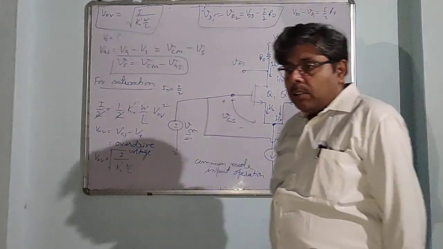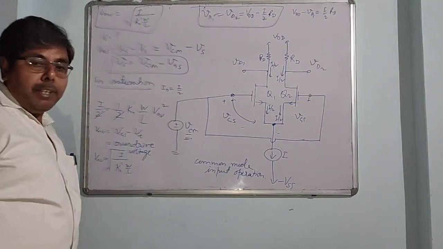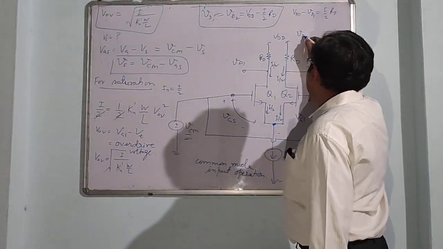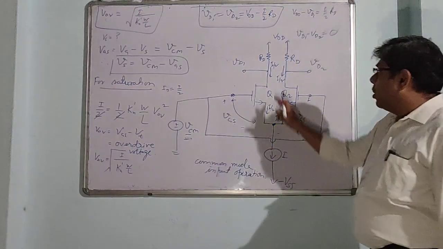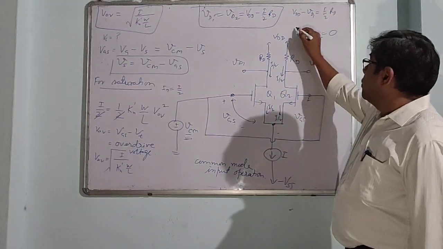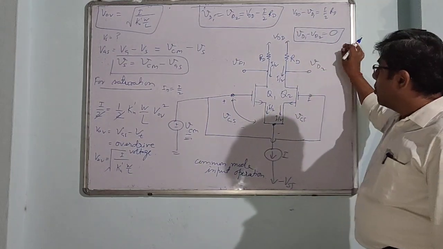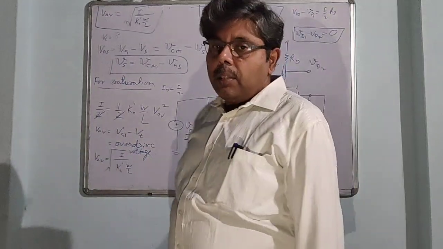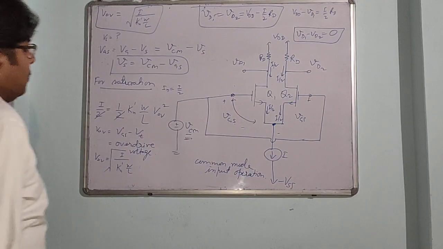So what is the differential output? Suppose we take the differential output, that is VD1 minus VD2. What is this value? This is 0. So for common mode input, the differential output is 0. This is the total calculation for the common mode operation.